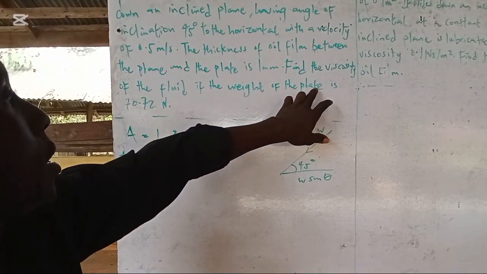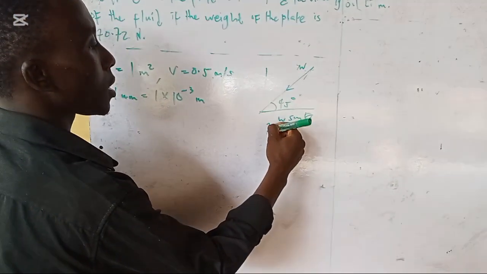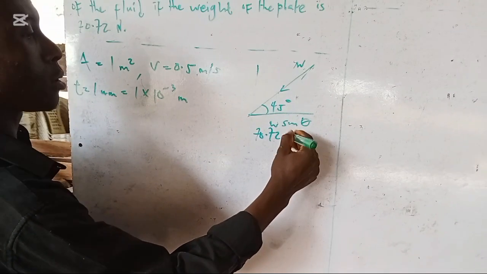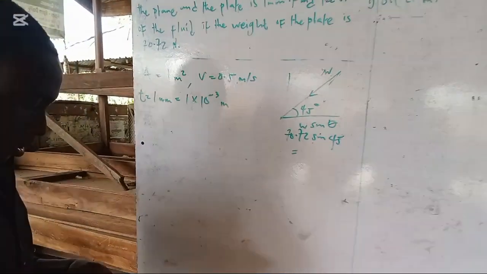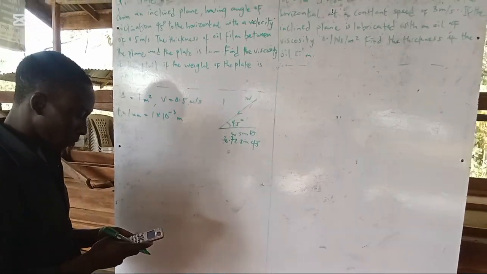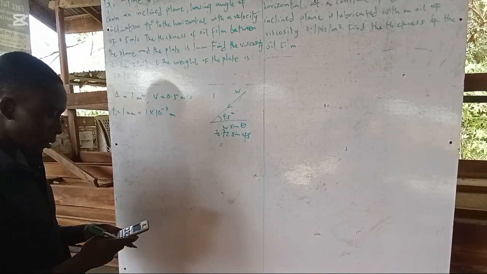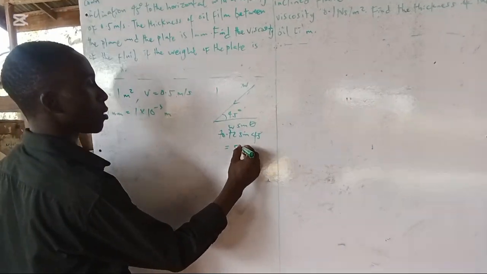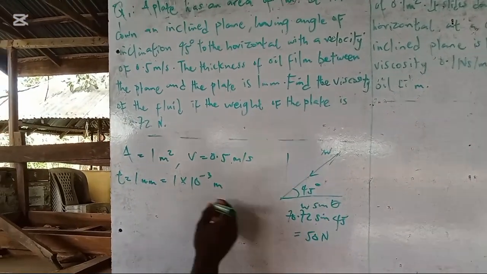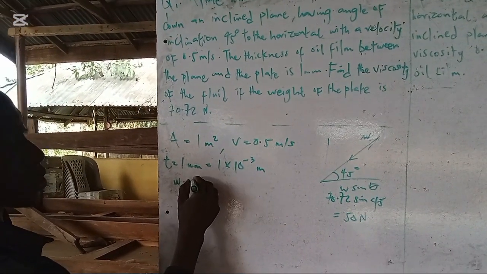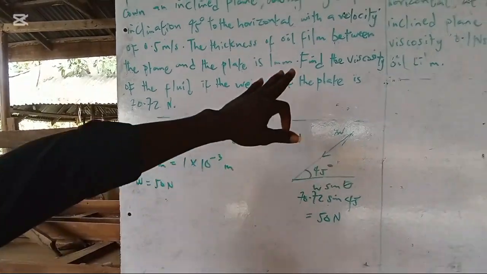If the weight of the plate is 70.72 Newton, that means this force is 70.72 sin theta. What's theta? Theta is 45. So let's calculate 70.72 sin 45. Yes, it's 50. Our force is 50 Newton. So here now we have to calculate the viscosity.